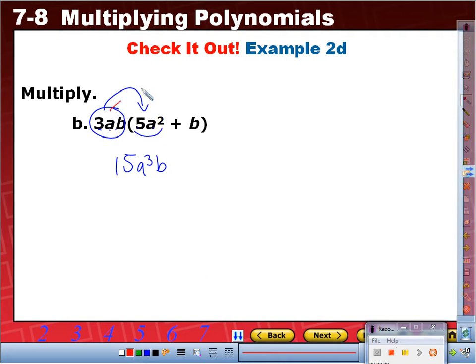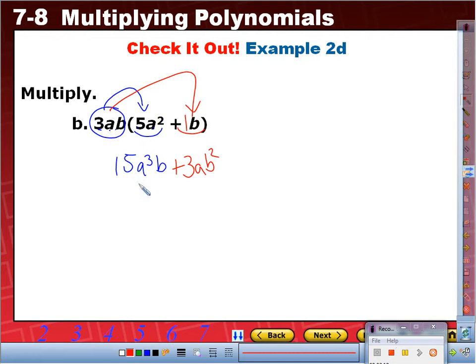Next, this same factor times the second term. What's my coefficient here? 1. What is 3 times 1? And it's a positive. Do I have any a's here? I carry the a. What is b times b? B squared.